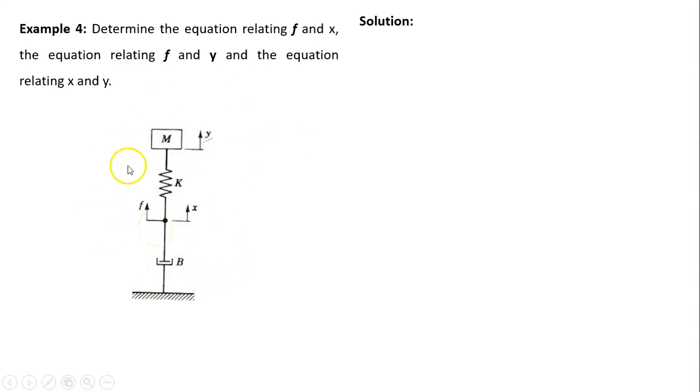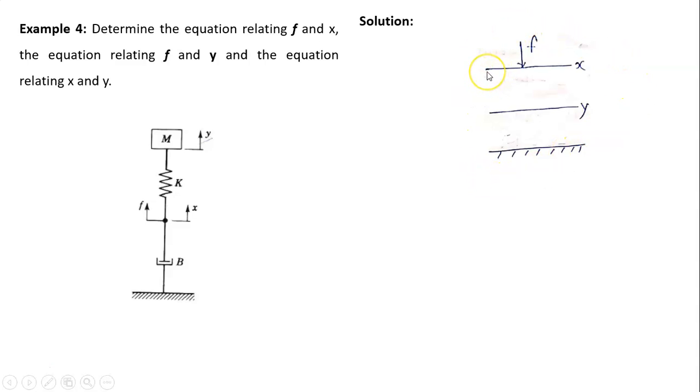Now, we will draw its grounded chain representation of this diagram. What is the first step? The first step in the grounded chain representation is to identify the coordinates. How many coordinates are there? Three coordinates: X, Y and ground. And at the X coordinate, force F is acting. Therefore, this is the first step in the grounded chain representation.